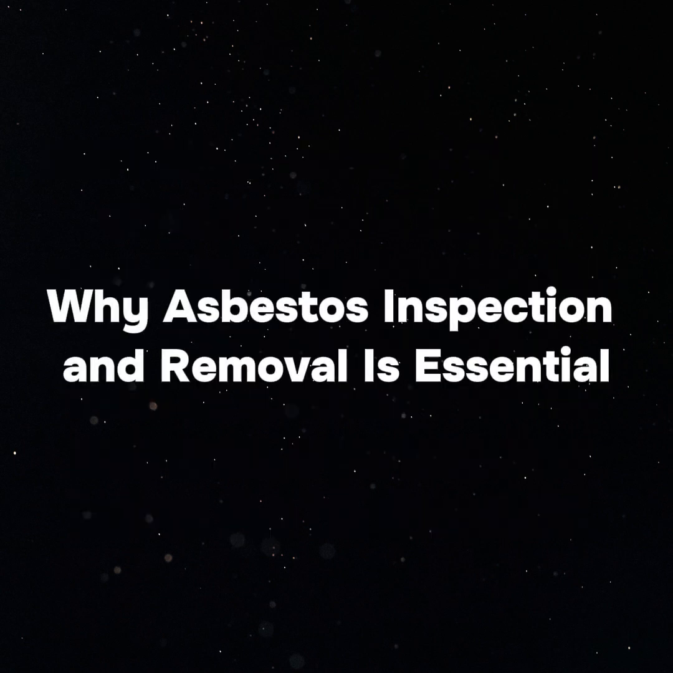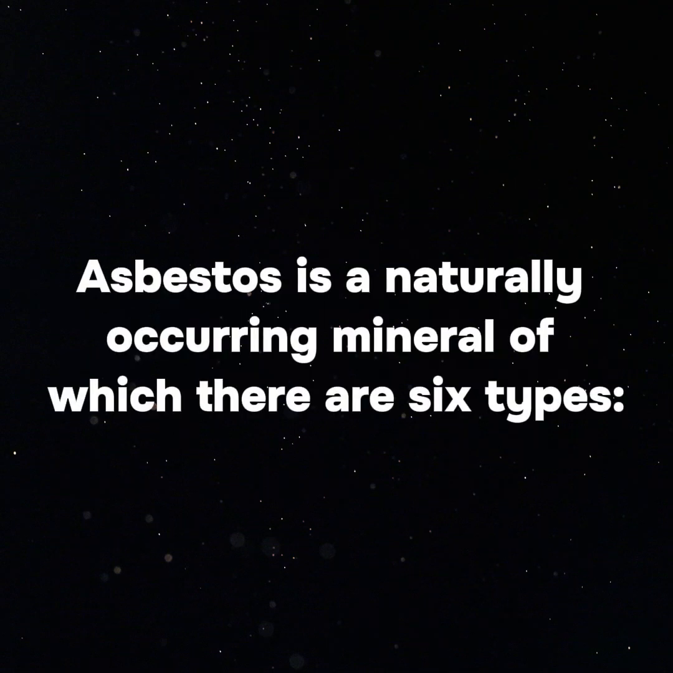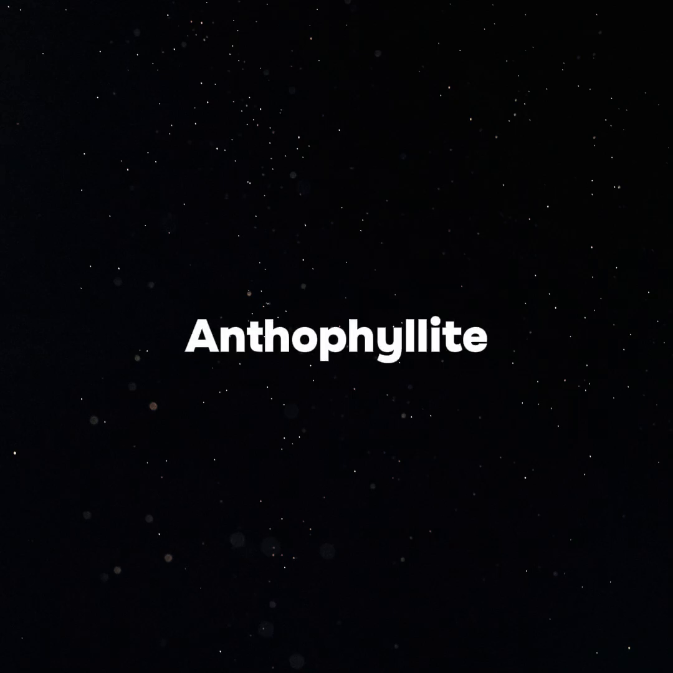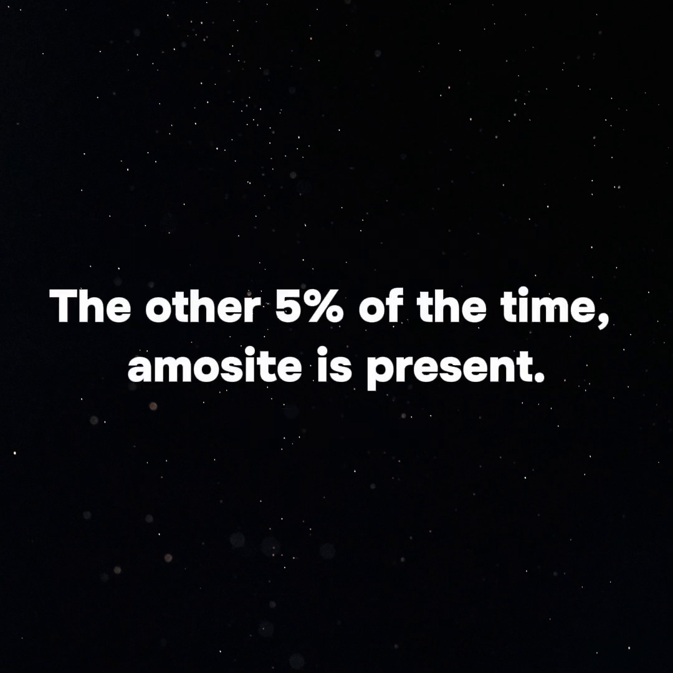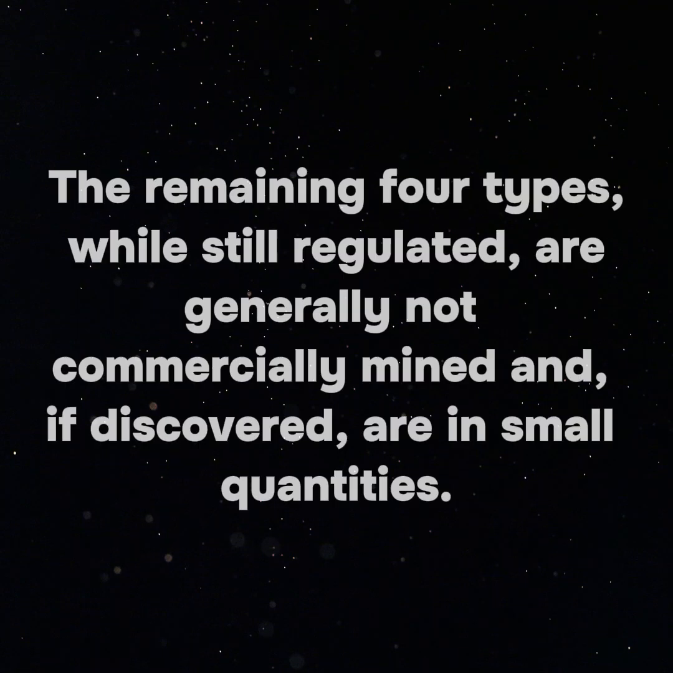Why asbestos inspection and removal is essential. Asbestos is a naturally occurring mineral of which there are 6 types: chrysotile, amosite, crocidolite, tremolite, actinolite, anthophyllite. The vast majority of samples, around 95%, contain chrysotile asbestos. The other 5% of the time, amosite is present. The remaining 4 types, while still regulated, are generally not commercially mined and, if discovered, are in small quantities.